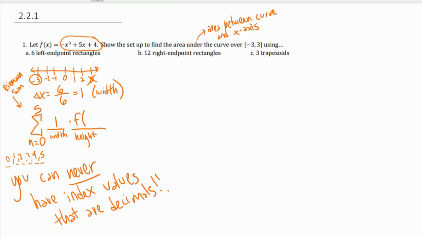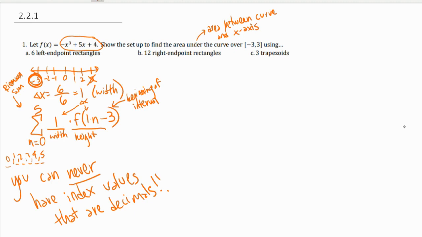So this is the formula you can use. It's going to be width times n. So in this case, the width is 1. So our width, or our delta x, shows up in 2 places, here and here. Width times n plus your starting value. And we're starting at -3. So this is the beginning of the interval, that -3. So we get 1 times f of n minus 3.